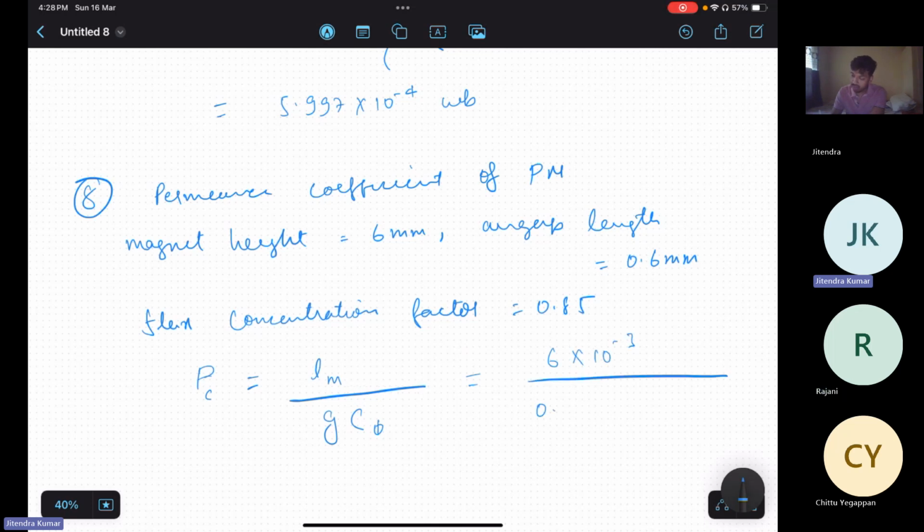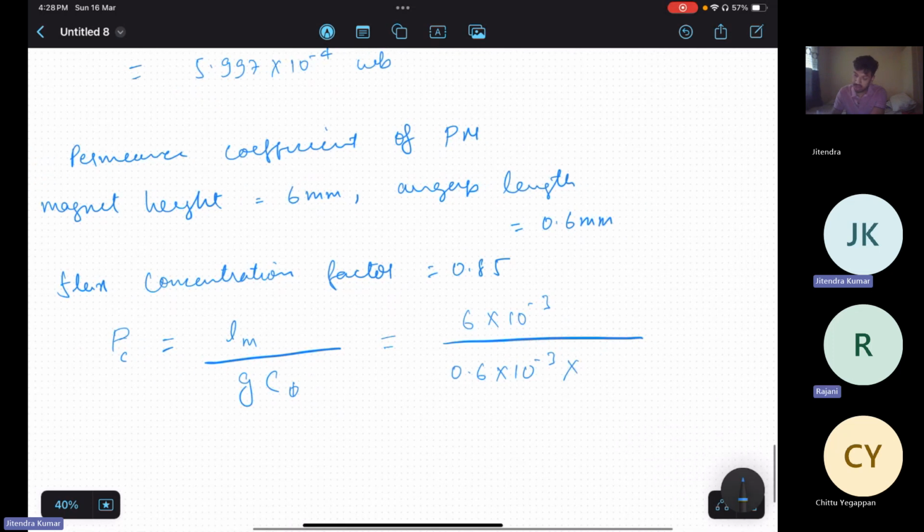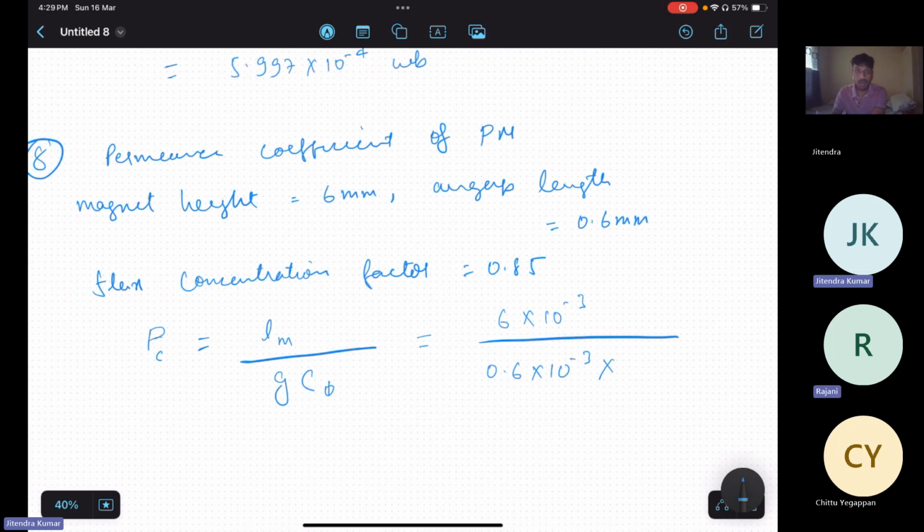Air gap is 0.6 mm. C phi is given as 0.85. So this will be the permeance coefficient. 11.764, sir. 11.764.